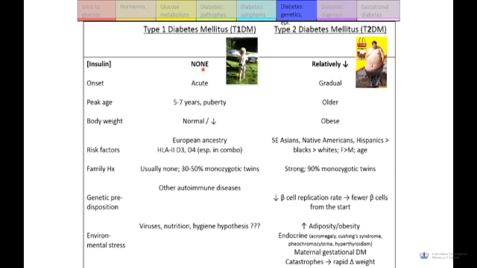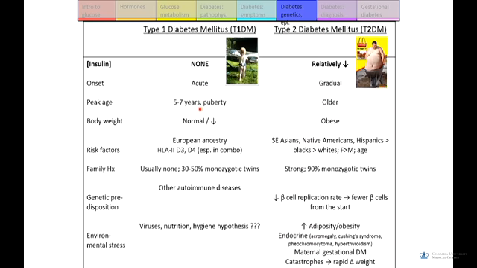So some genetics for type 1 diabetes, we see more of an acute onset. Remember, we talked about a genetic predisposition and an environmental trigger, so it's more of an acute onset, while type 2 diabetes is more of a gradual onset with increasing adiposity.